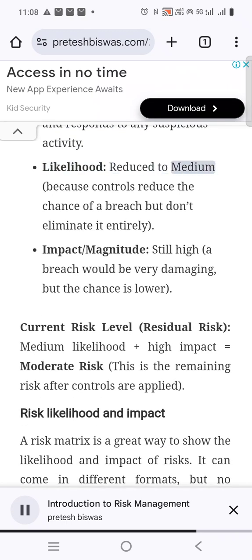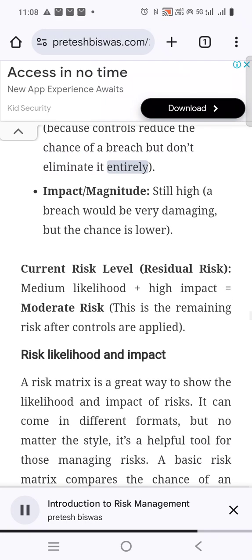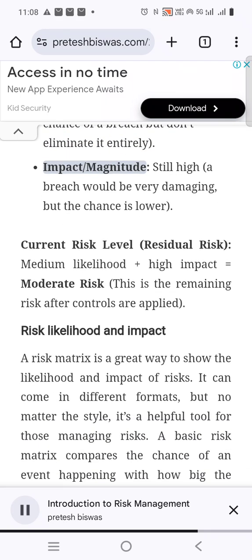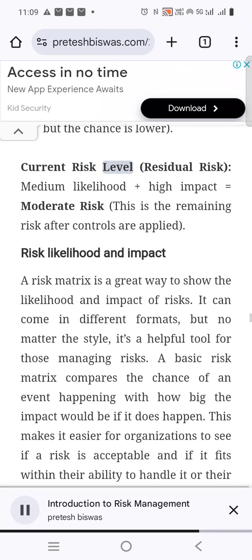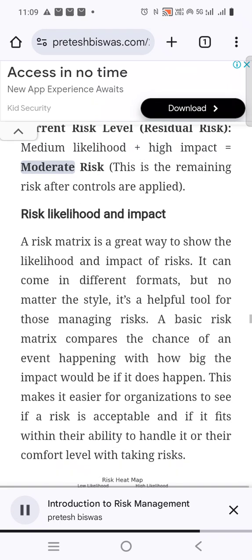Likelihood: reduced to medium, because controls reduce the chance of a breach but don't eliminate it entirely. Impact, magnitude: still high, a breach would be very damaging, but the chance is lower. Current risk level, residual risk: medium likelihood plus high impact equals moderate risk. This is the remaining risk after controls are applied.